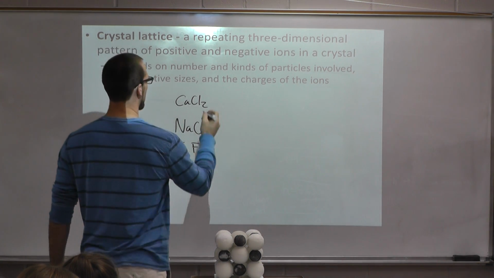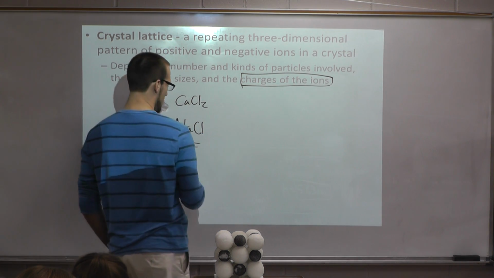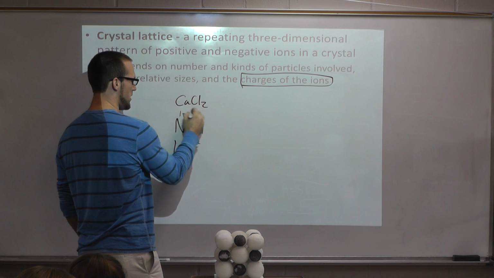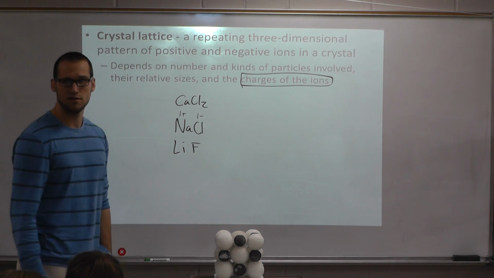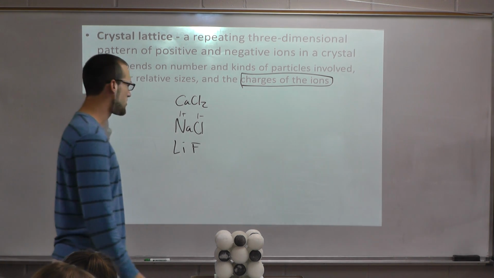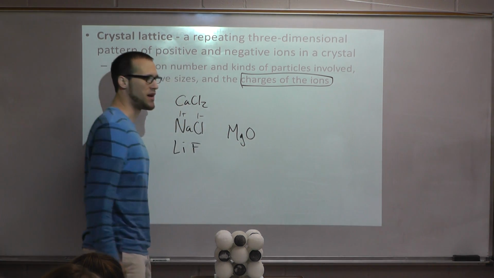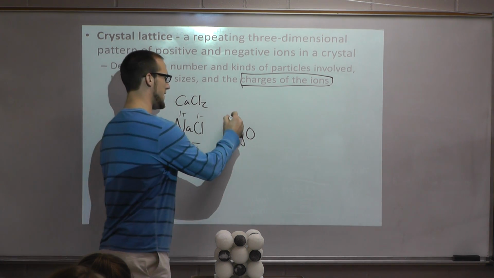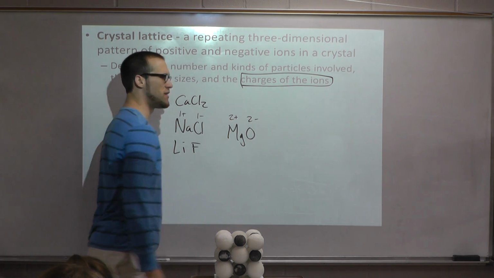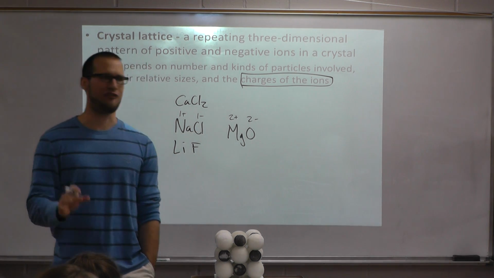Okay, another thing that plays a part. Charges of the ions, this should make sense. Like if I've got NaCl, that's a 1+ and a 1-, correct? Right, quick little review there from a couple chapters ago. And then let's say I got something like this, still a 1-to-1 ratio, but the charges are 2+ and 2-. What's the main significant difference between this? What effect will that have?